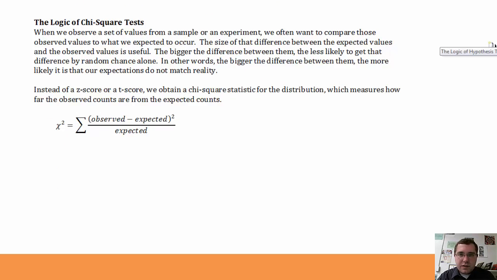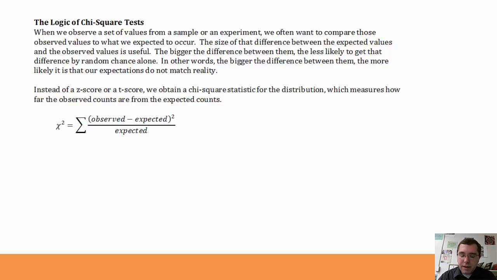Here's the logic of chi-square test. When we observe a set of values from a sample or from an experiment, which are the two ways that we have to gather data, we often want to compare those observed values to what we expected would occur. The size of that difference between the expected value and the observed values, between what we thought would happen and what actually happened in the sample or the experiment, the size of that gap is a useful thing to know.